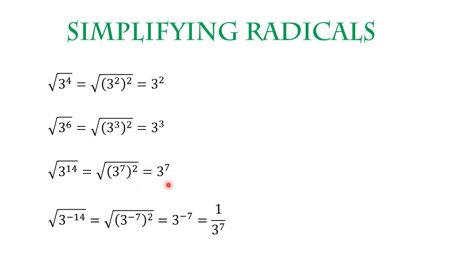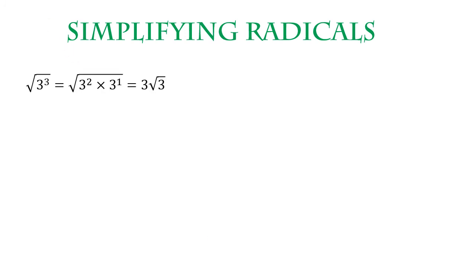What if it is even but it's negative? For example, radical 3 power minus 14. No problem. Also, we will ask ourselves 14 is 2 times 7. Okay, but I'll put the negative inside. So the 2 will cancel with the radical, and then I will be left with 3 power minus 7. And remember, in order to get rid of this minus, I will just move it downwards. So it is 1 over 3 power 7.